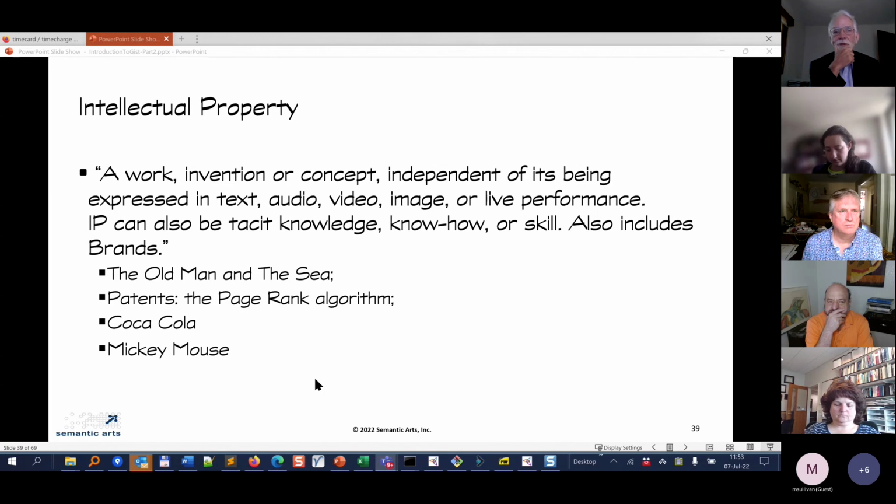So what is intellectual property? It's a work, and it includes brand. Brand would be one example, although brand is a highly ambiguous concept that I'm not going to get into at the moment. But what is intellectual property? We can understand that a little bit easier than the notion of brand. It's a work, an invention, or a concept, independent of how it's expressed.